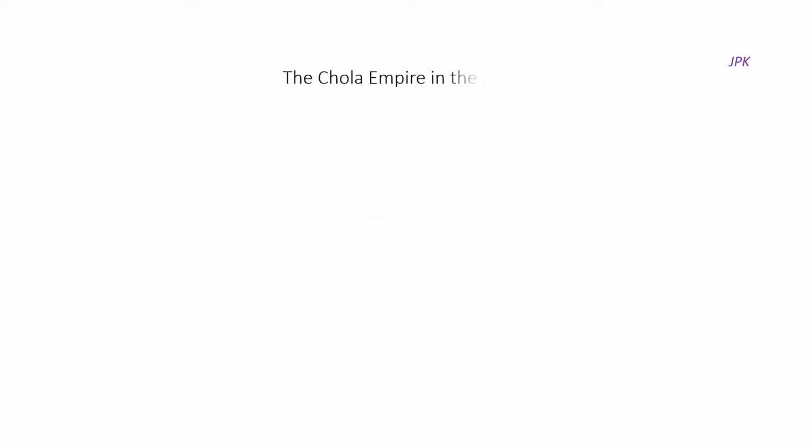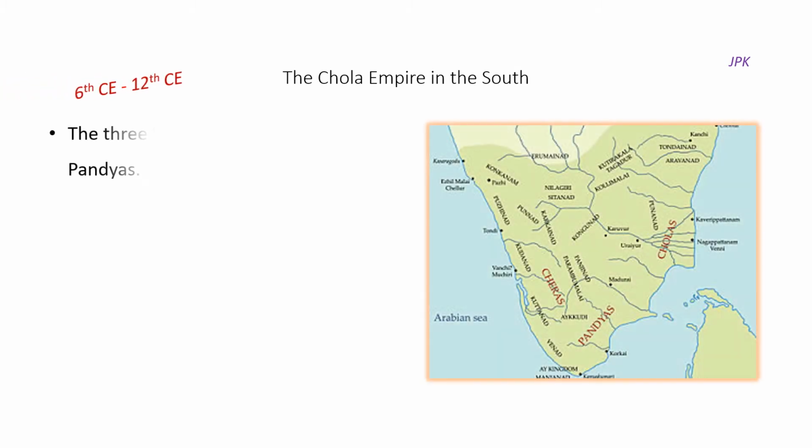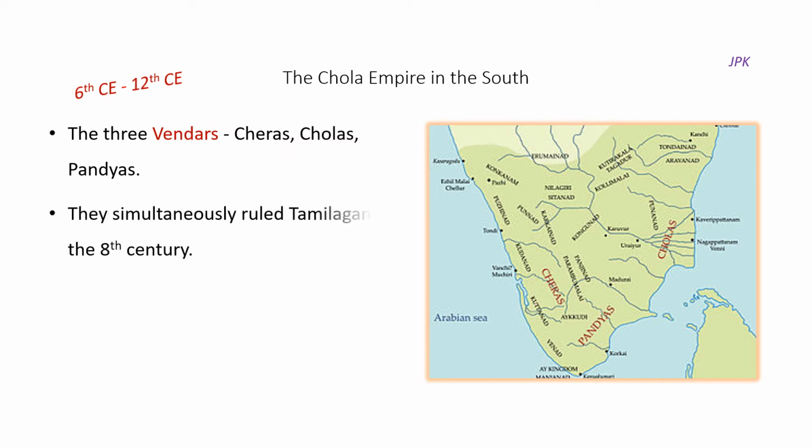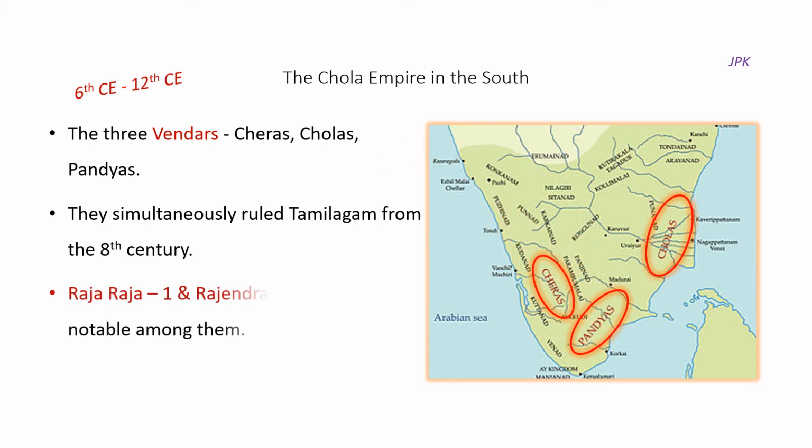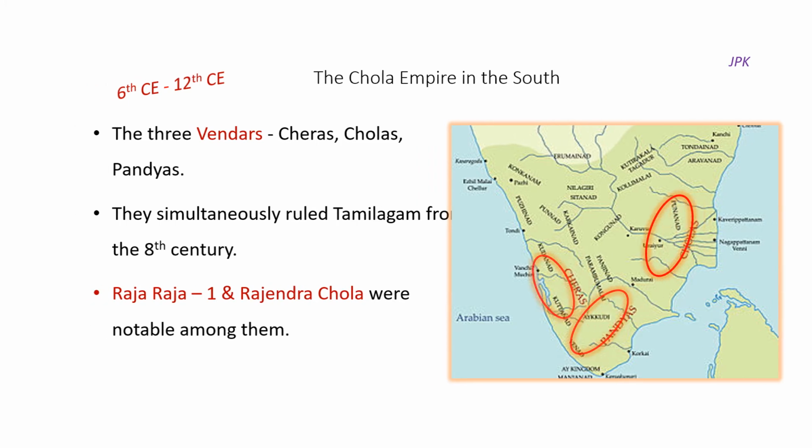The rulers of the south. The Chera, Chola and the Pandya rulers were collectively referred to as the three Vendars. They continued to rule Tamilagam till the 12th century. King Rajaraja I and Rajendra Chola were prominent among them.